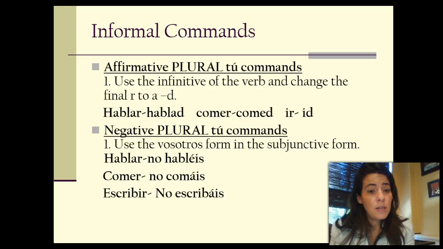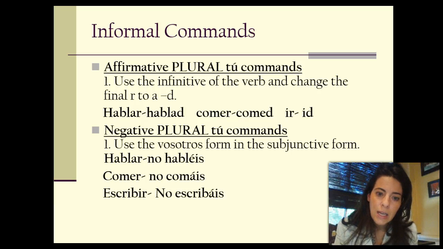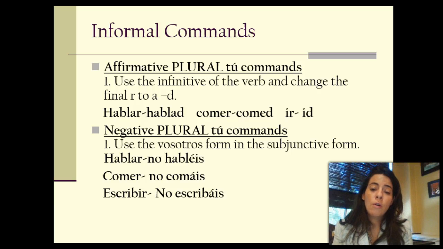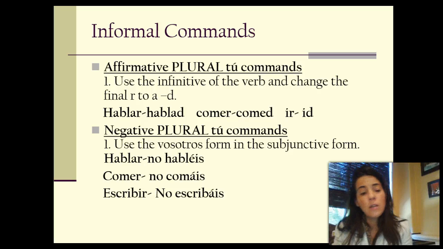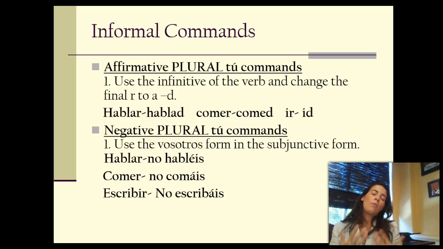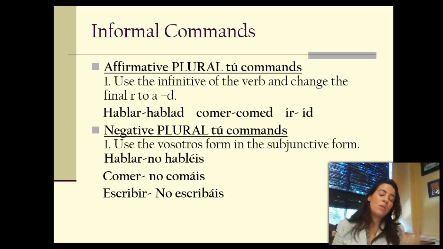So that's how we do it. That's pretty simple for a plural. And the negative plural commands, then we need to use the vosotros form in the subjunctive. For example, no hablar, no habléis. Vosotros no habléis. Comer, vosotros no comáis. Escribir, no escribáis. So this informal command, as you see, is easy, but at the same time it's a little bit difficult because you have a different form for the plural and a different form for the negative, either the negative singular or negative plural. So that's when it gets confusing.